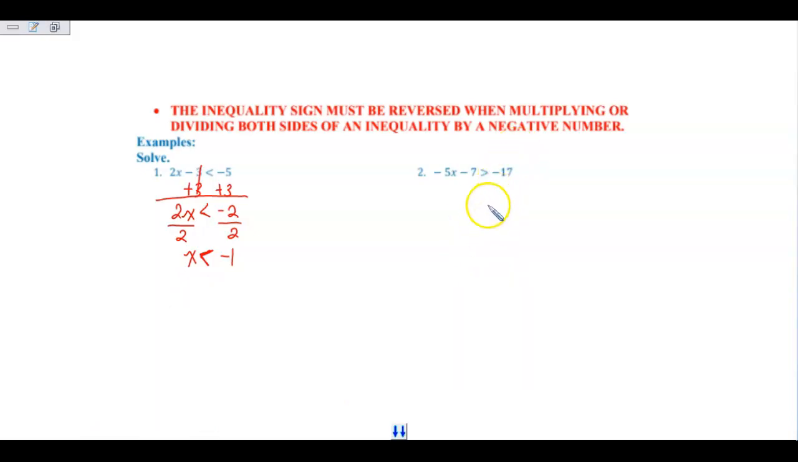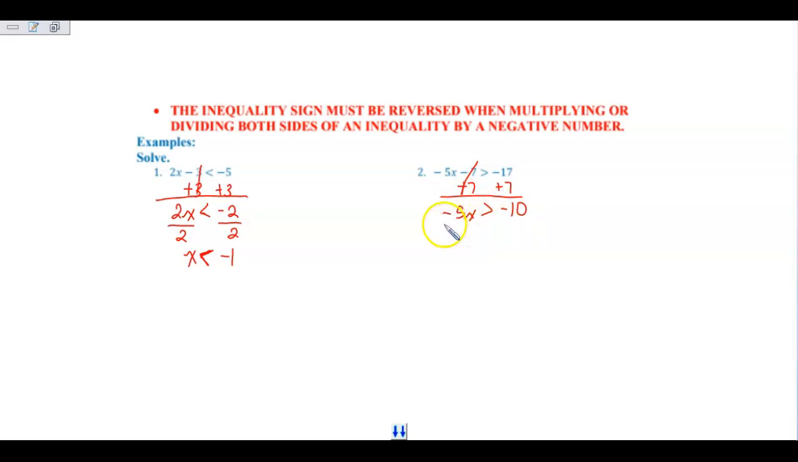When I look at this other one, I also see that it's a two-step process. So I'm going to start undoing my addition and subtraction. I see subtraction here, so I'm going to add 7 to both sides. And that makes that go away. And I have negative 5x on the left. Go ahead and bring down my symbol. I have negative 17 plus 7. Different signs, find the difference. I'm going to have a negative 10.